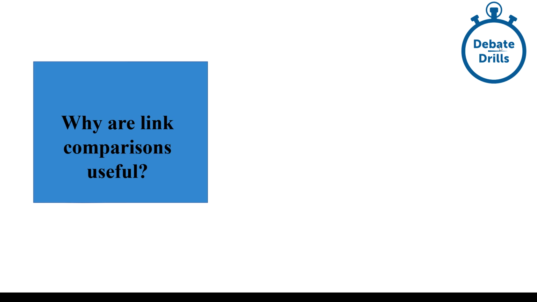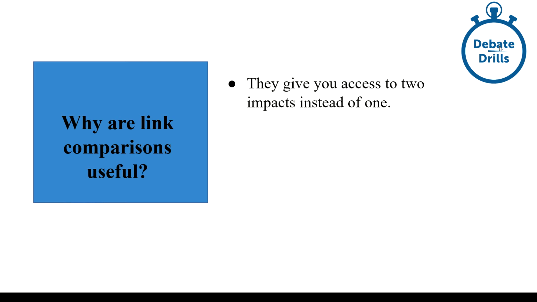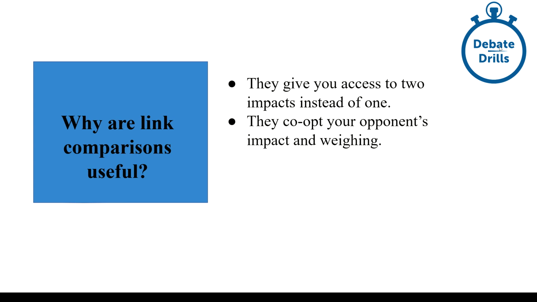So why are link comparisons useful? The thing that's really great about link comparisons is that they give you access to two impacts instead of one, because now not only do you have the impact that you read on your argument, but you are also able to access your opponent's impacts as well, while they only have access to one impact. The really useful thing about this is that because you co-opt your opponent's impact, you also co-opt your opponent's weighing, and it gives you access to their weighing.